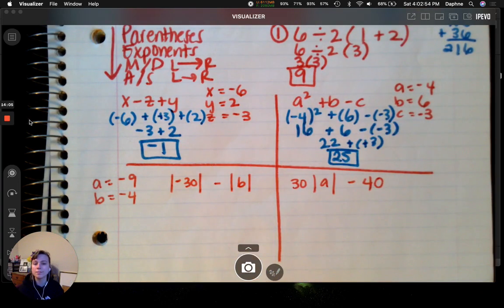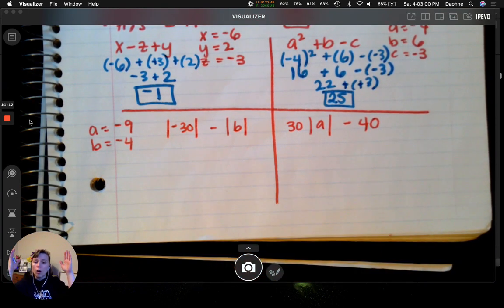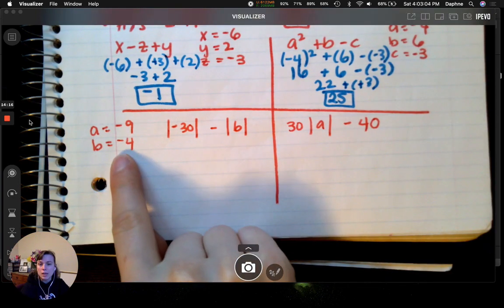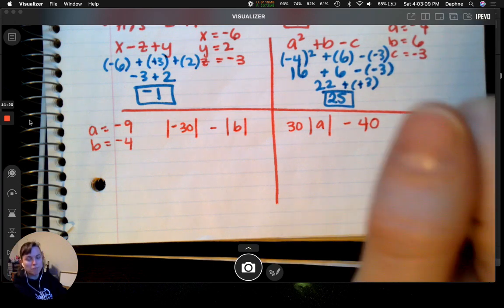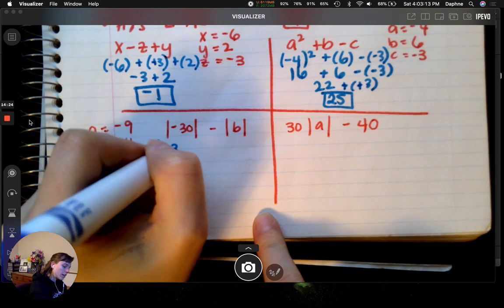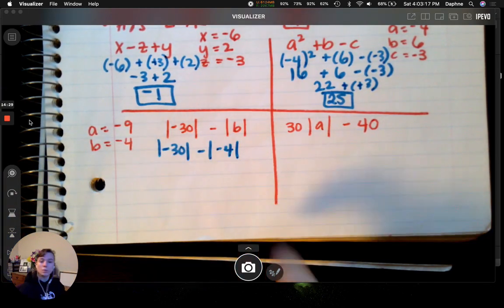is 25. All right, for the last 2, we're going to reintroduce absolute values. Those are the bars. Remember, there are 2 buttons above your shift key. And now the A and the B will be the exact same for both of these questions. Looking at this, I need to replace. So I have the absolute value of -30 minus the absolute value of -4.